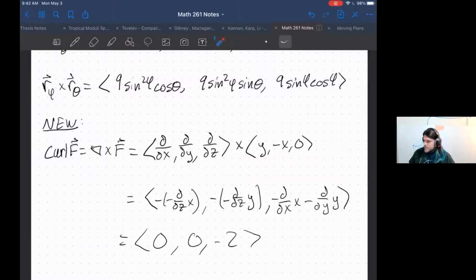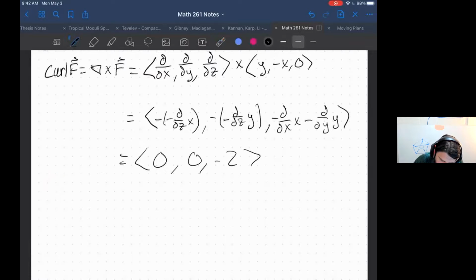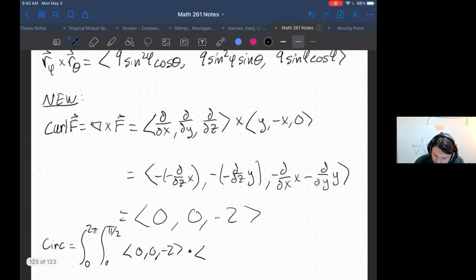Okay, so I think we have everything in order to set up our integral. We have bounds 0 to 2 pi, 0 to pi over 2. So we're doing d phi d theta in this case. We have our curl vector 0, 0, negative 2. And we're dotting that with our cross product of the partial derivatives vector.